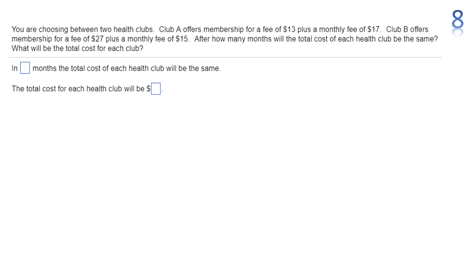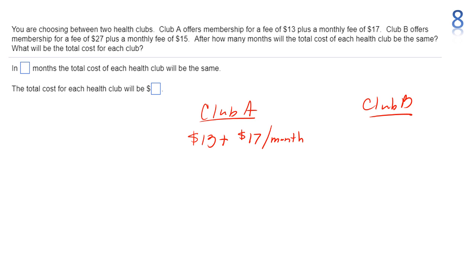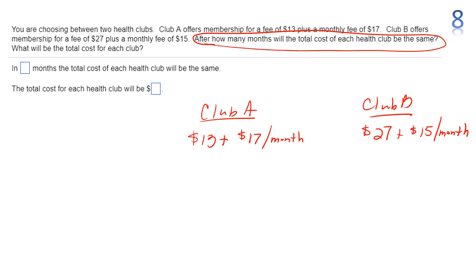Now we're going to go ahead and get into some word problems. This problem is choosing between 2 different plans. I have Club A that offers a membership for $13 plus $17 per month. I have Club B, which offers membership for $27 plus $15 per month. We're going to see what's what about these. It says, after how many months will the cost of the health clubs be the same?